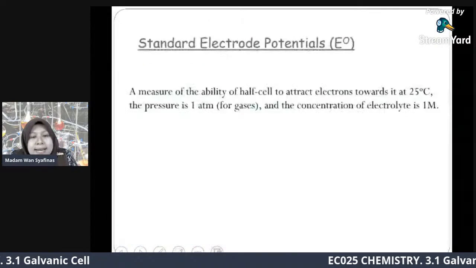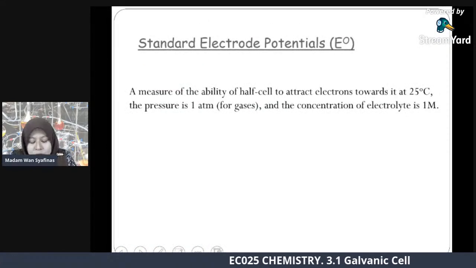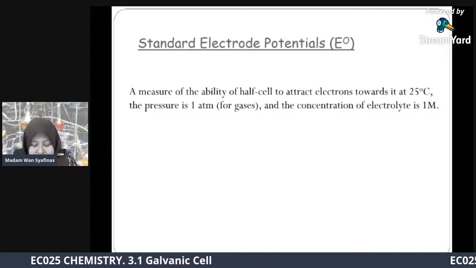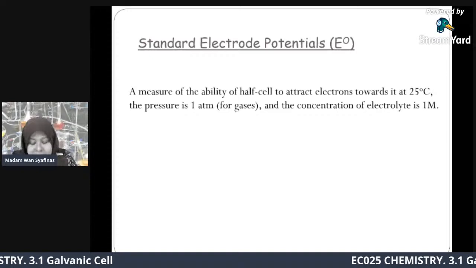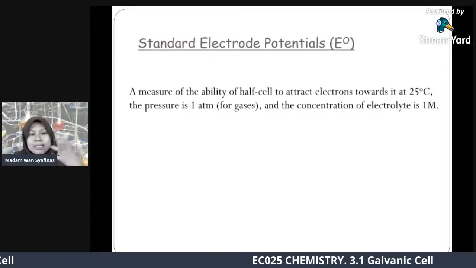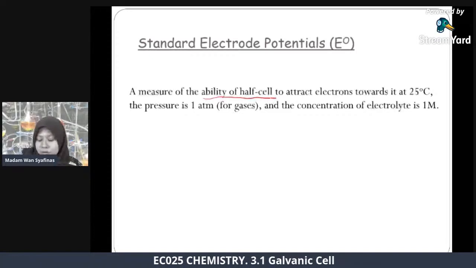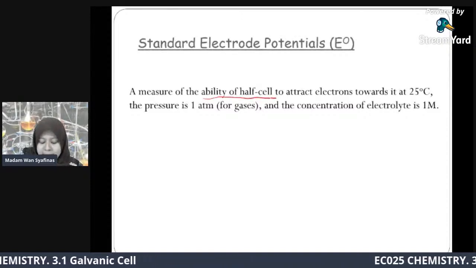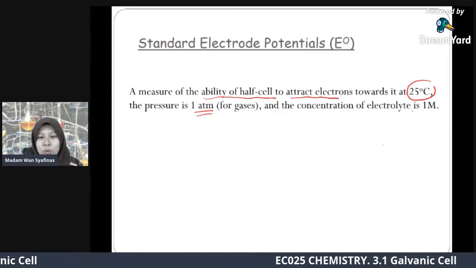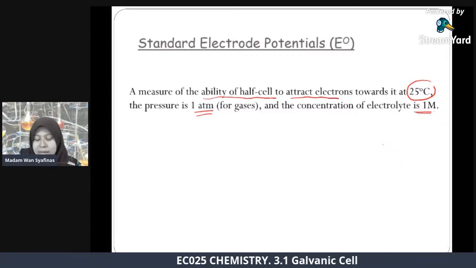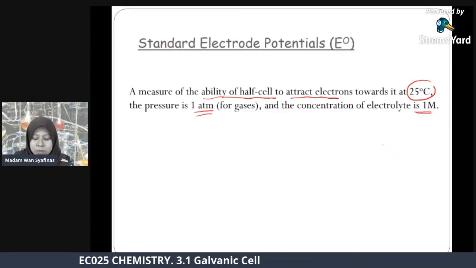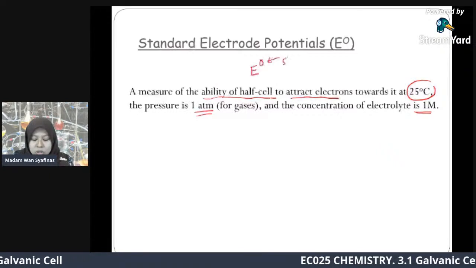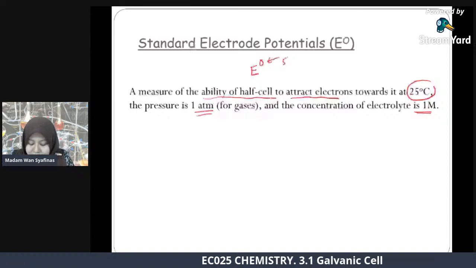So what is standard electrode potential? We go first for the definition of standard electrode potential. It is a measure of the ability of a half cell to attract electrons towards it, at 25 degrees Celsius, a pressure of 1 atm and an electrolyte concentration of 1 molar. So 25 degrees, 1 atm and 1 molar is the standard. That's why we call it E0. E0 stands for standard electrode potential.